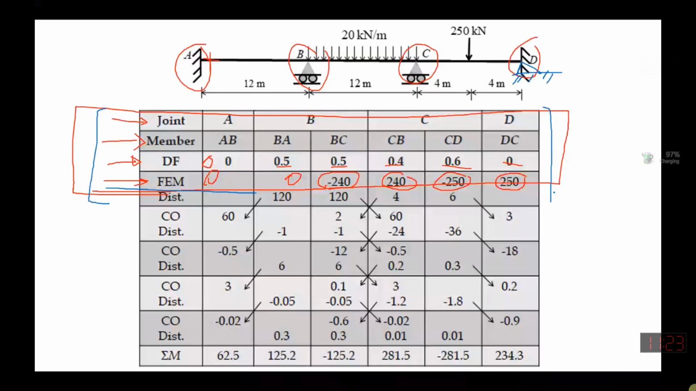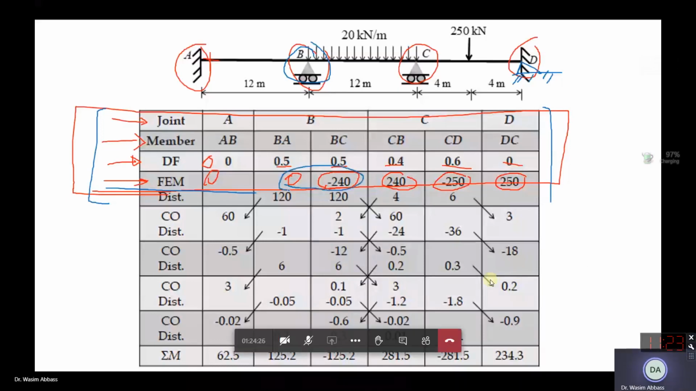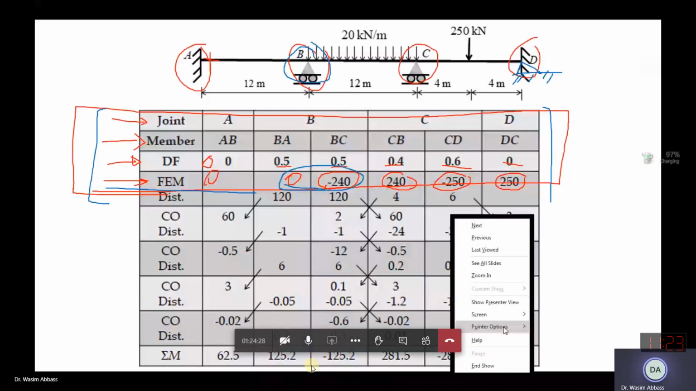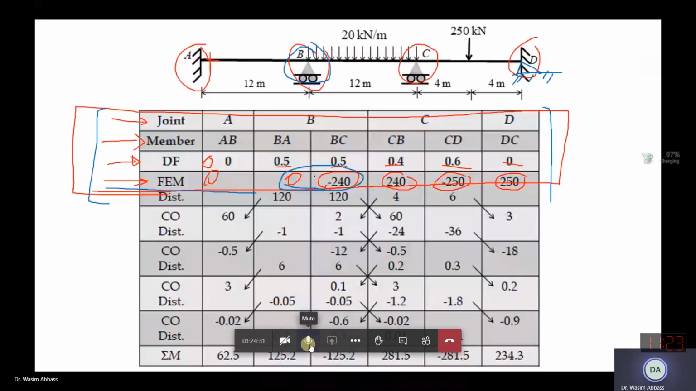Okay. Now, the next step is very important. Remember why I stopped and emphasized that this is the information we got. Next, you will find out the unbalancing moment on the joints. If you see, this is joint B. How much is the unbalancing moment on this joint? We have minus 240 kilonewton meter. This is the unbalancing moment, isn't it?